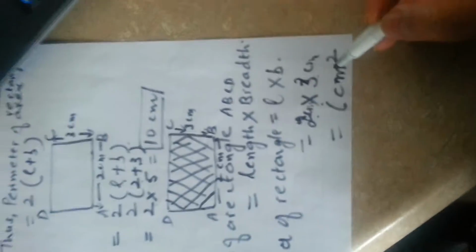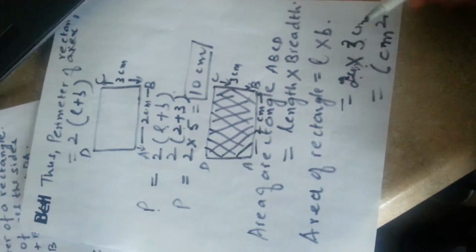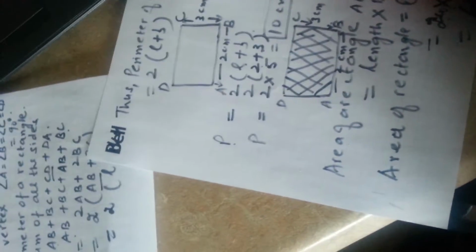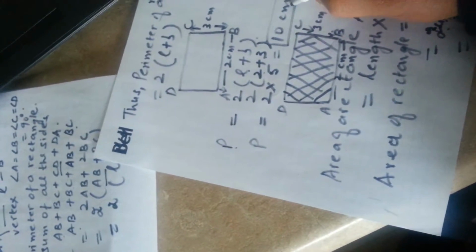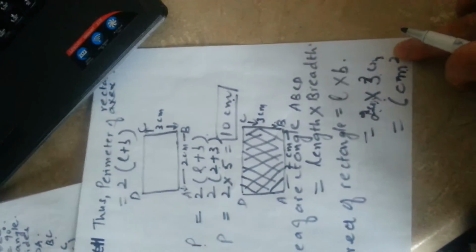So in case of area, you have seen that the unit is square, because when we multiply centimeter by centimeter, it is square. But in case of a perimeter, you never write square, because when you add centimeter plus centimeter, it is always in centimeter. In case of area, the unit is always a square. So these are the basic fundamentals.